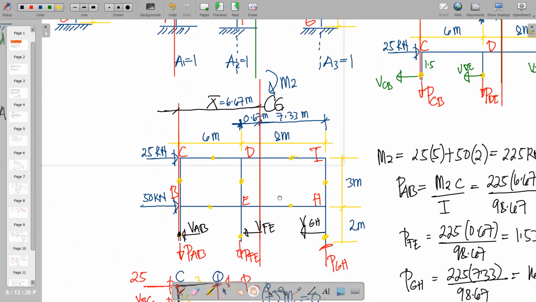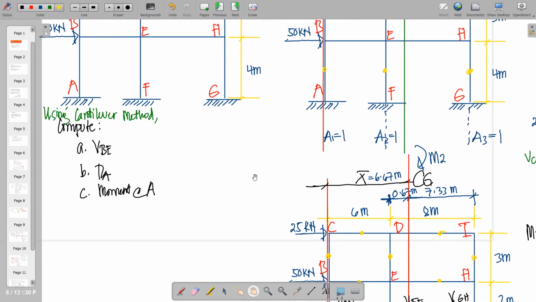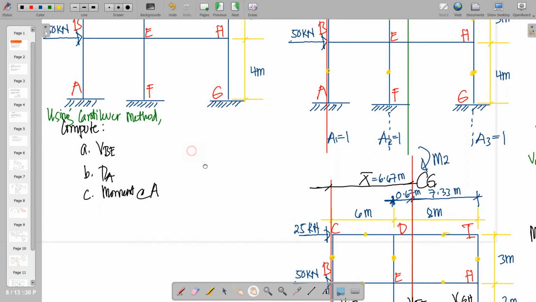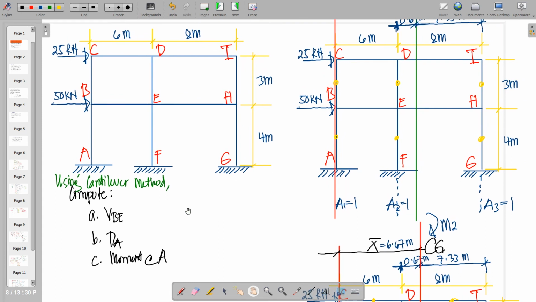Okay, so that's it for this problem. We have already solved for the three unknowns: shear at BE, RA, and moment at E. So for practice, I think you should resolve this and solve for all of the forces. Okay, so that will be a good practice for you. So thank you, and see you on the next video lecture.